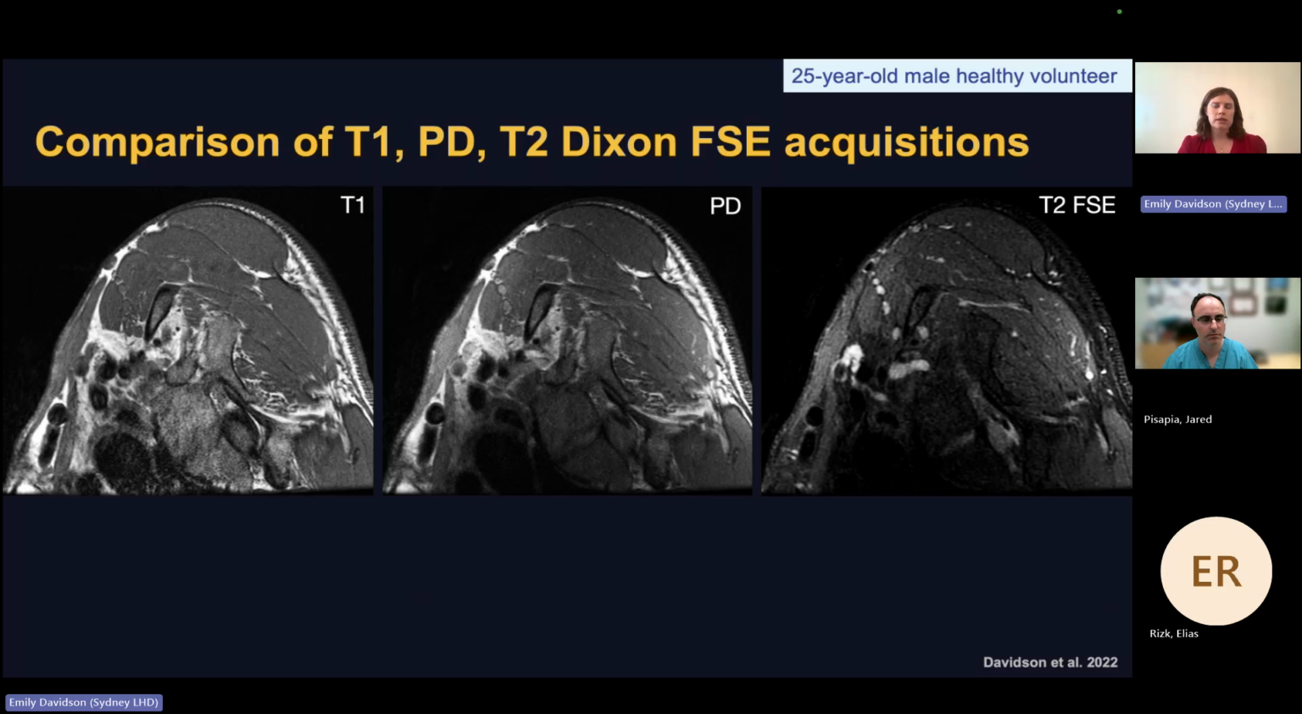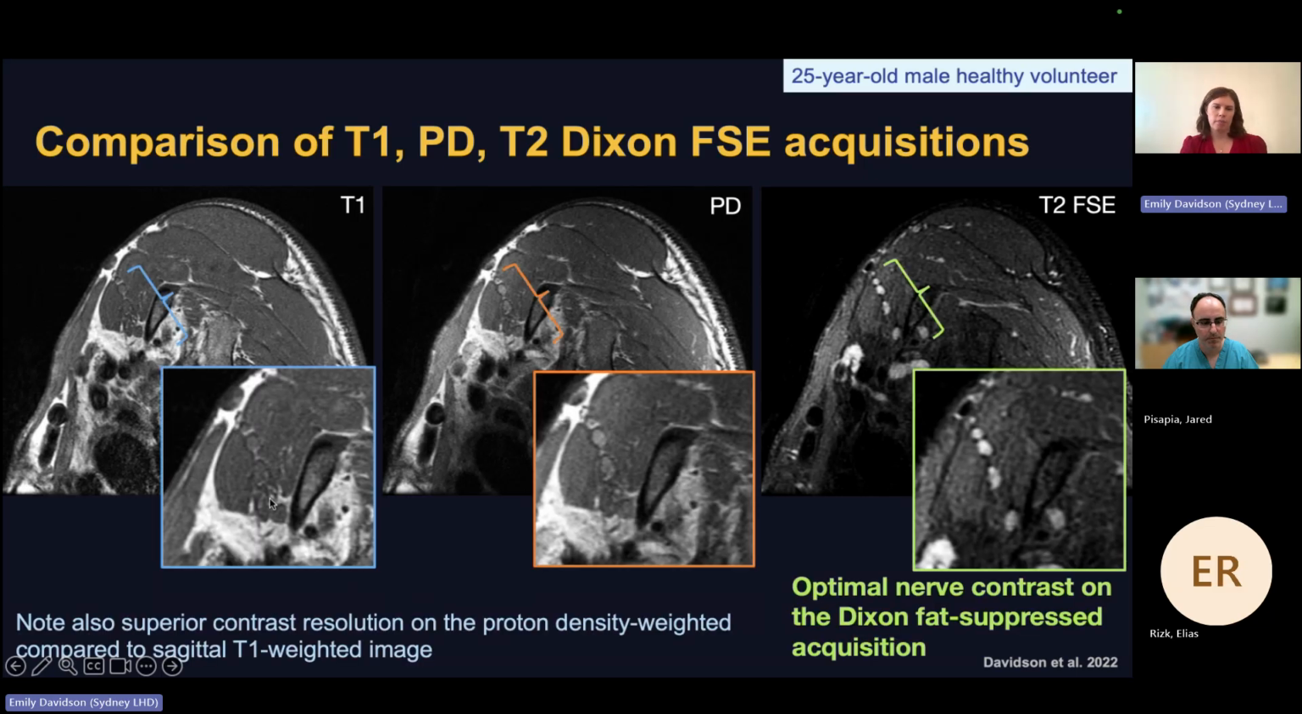So here's just a nice comparison further illustrating that. We have here on the left a T1 sequence, in the middle a PD sequence, and here on the right a T2 fat suppressed sequence. So on the T1, and I'll increase these up, the nerves are positioned here in the interscalene triangle, but they have almost the same signal as the adjacent muscle, and it's very difficult to look and see any of the small nerve branches. It's almost impossible.